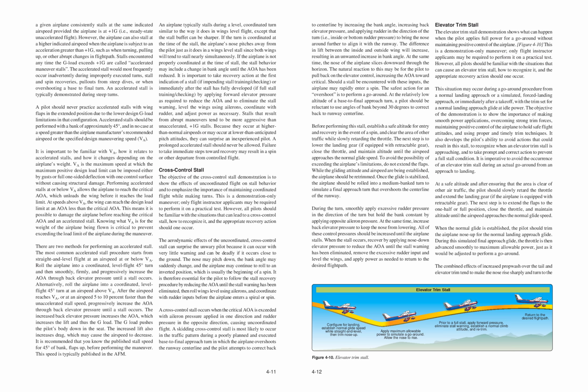A given airplane consistently stalls at the same indicated airspeed provided the airplane is at +1 g, i.e., steady state unaccelerated flight. However, the airplane can also stall at a higher indicated airspeed when the airplane is subject to an acceleration greater than +1 g, such as when turning, pulling up, or other abrupt changes in flight path. Stalls encountered any time the g load exceeds +1 g are called accelerated maneuver stalls.